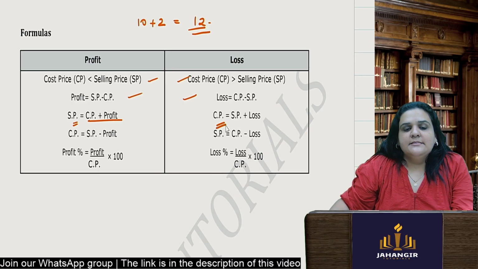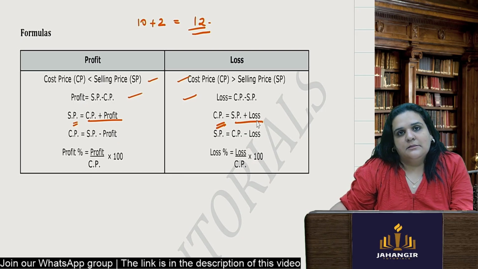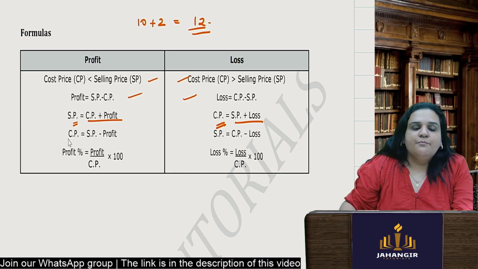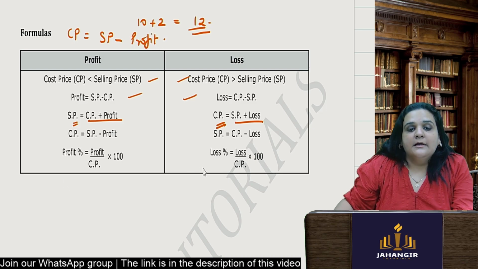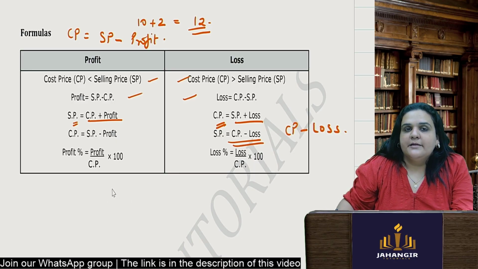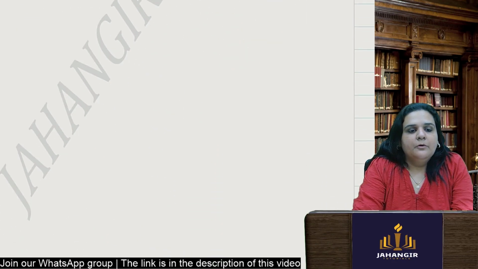Similarly, in case of loss, cost price will be what? Selling price plus your loss. In case of profit, I can find the cost price by subtracting the profit from the selling price. Here I can find the selling price by subtracting the loss from the cost price. Profit percentage, loss percentage. Okay.